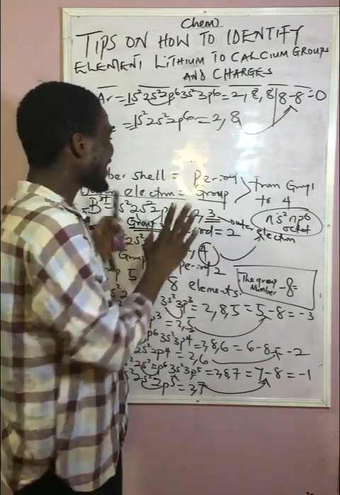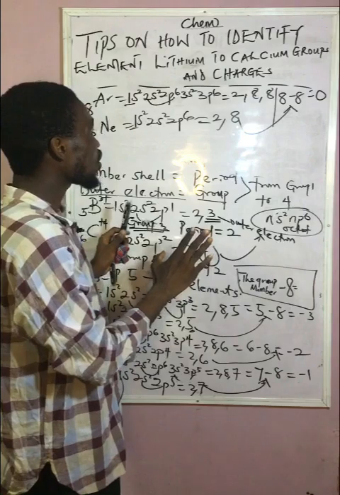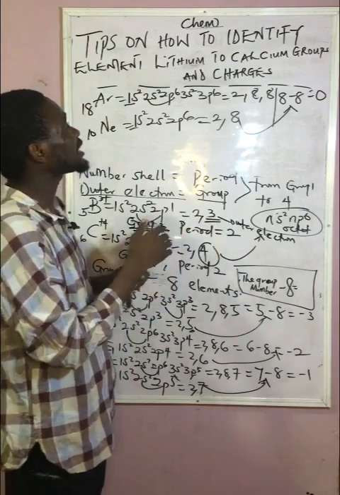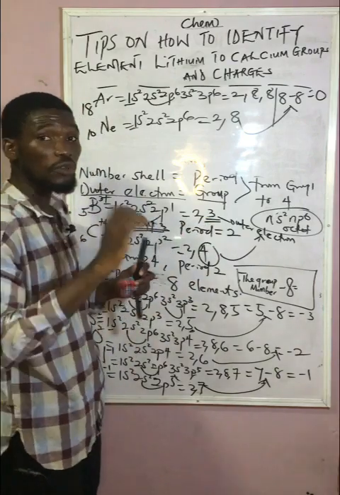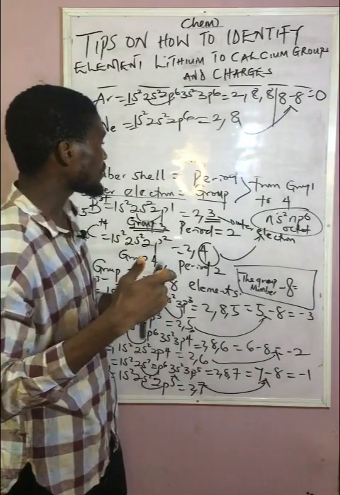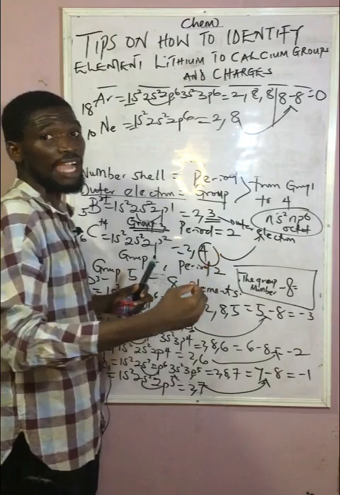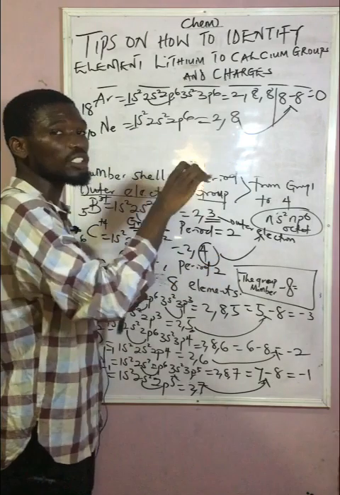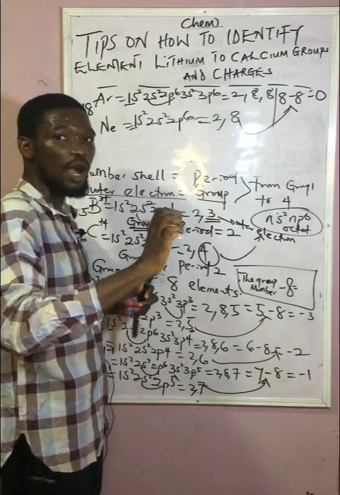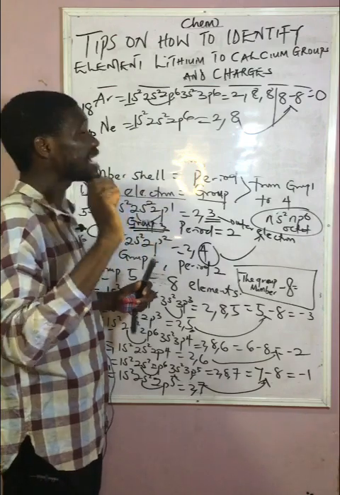So guys, this is a tip of how you can easily identify the charge and groups of some elements. Though for those of you that are having issues with how to write out your electronic configuration, you can easily check my video catalog and watch the video where I explain the Aufbau principle, Hund's rule, and relating it to electronic configuration.